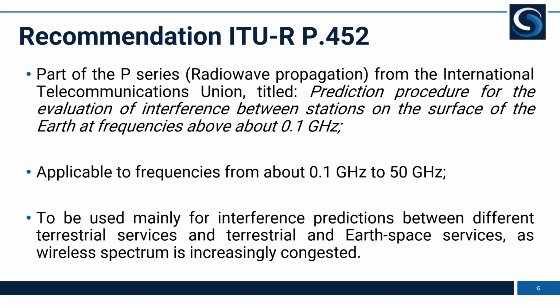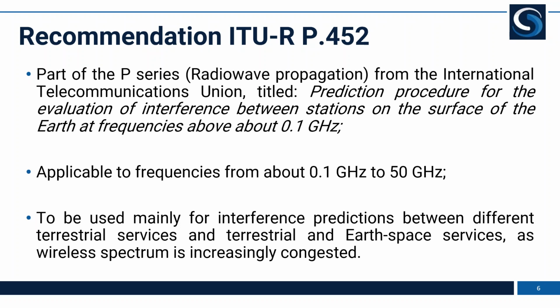So now we move on to the propagation model at the center of today's discussion, and that's ITU-R P.452. Again, as you are all probably very familiar with, ITU is the International Telecommunication Union, R stands for recommendation, and P means that we're talking about the radio wave propagation series. And so that you have the entire name of this recommendation, it's the prediction procedure for the evaluation of interference between stations on the surface of the Earth at frequencies above about 0.1 gigahertz. So we're talking about frequencies over 100 megahertz.